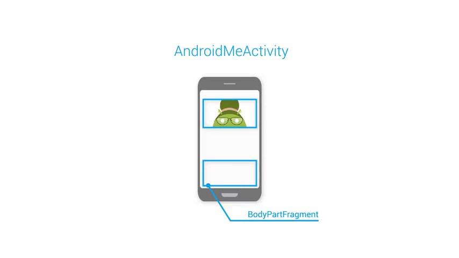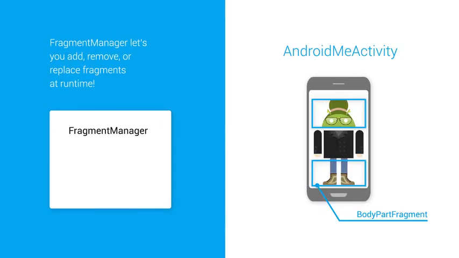Now you've created and displayed your first fragment, and now it's time to add the rest of the fragments. There are two more body parts to display to complete the Android Me image, the body and leg portions. And you have almost enough information to create these without any more guidance. But let's go through in a little more detail how fragment creation works.